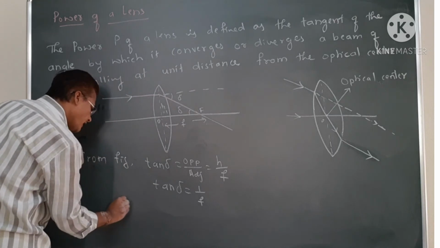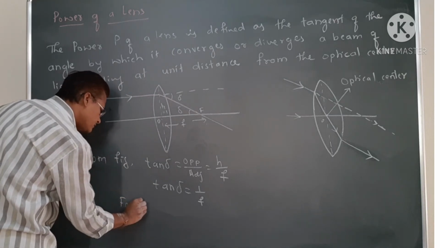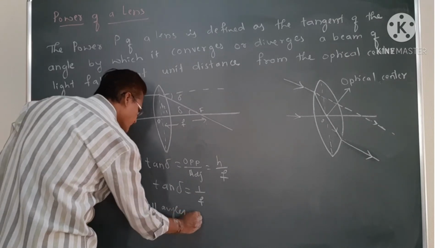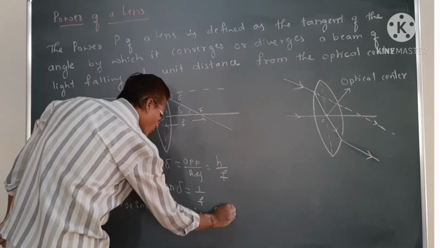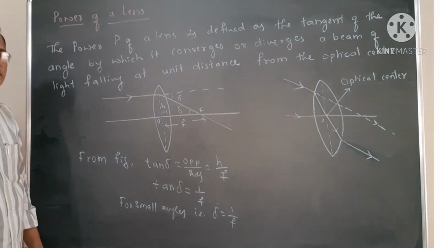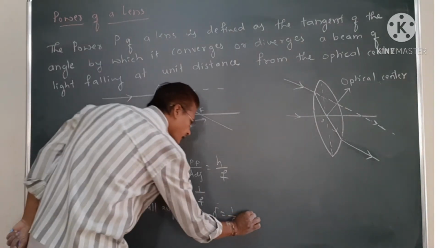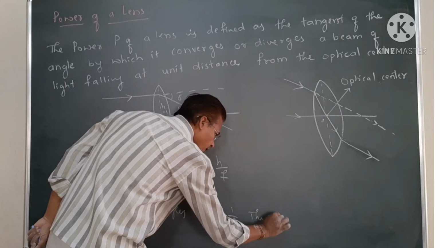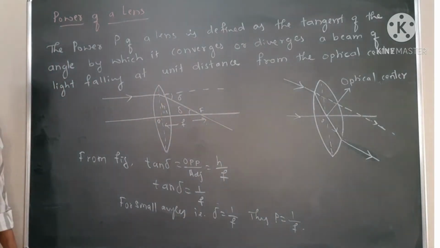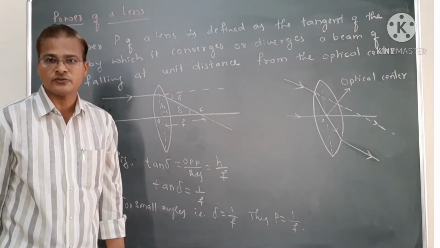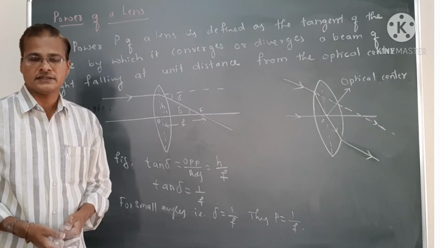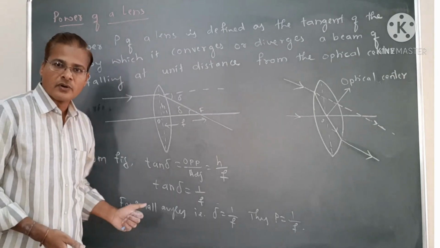For small angles, delta equals 1 by f. This delta is nothing but the power of the lens. Thus we can write P equals 1 by f, or the power of a lens is the reciprocal of the focal length. This is what we are going to call the power of a lens.